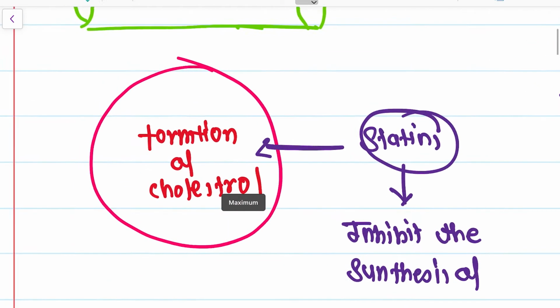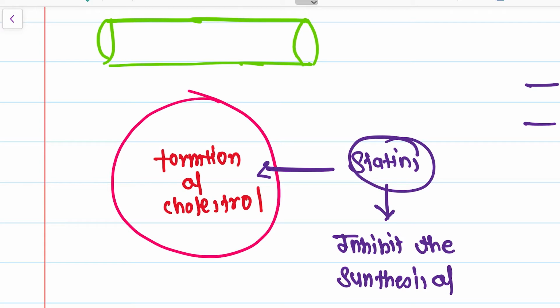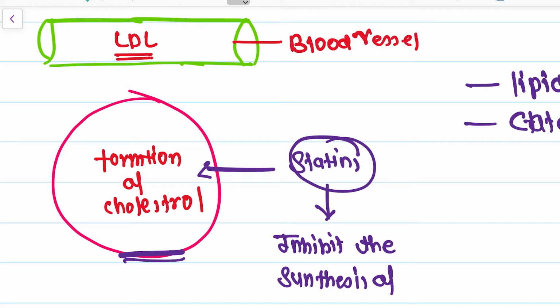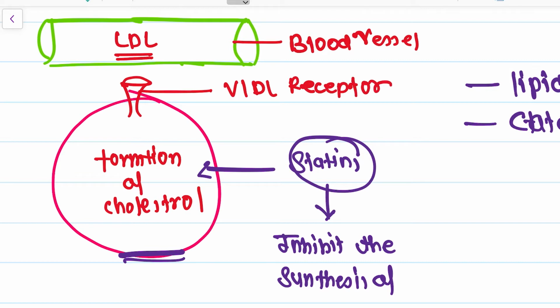So when a cell requires cholesterol, it has two ways. The first way is to absorb LDL, which is circulating in the blood vessel, through LDL receptors. This is the LDL receptor.